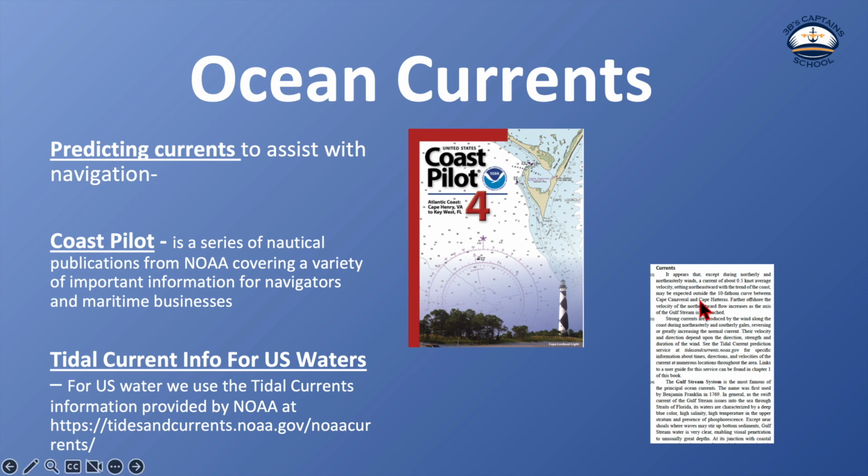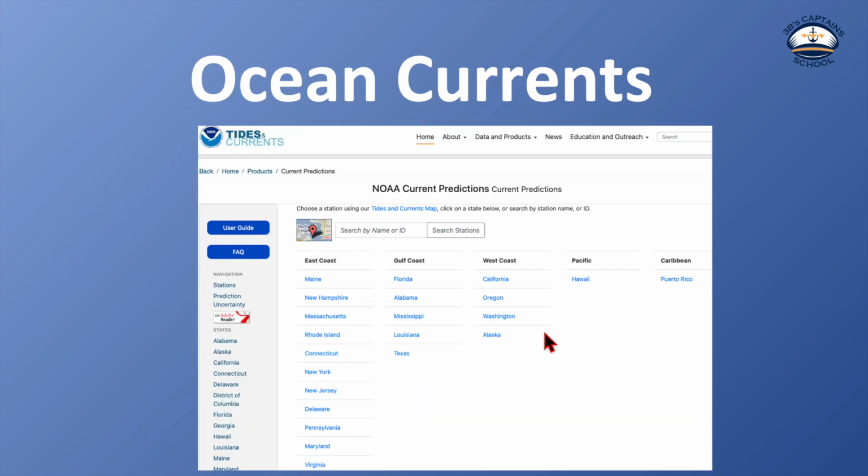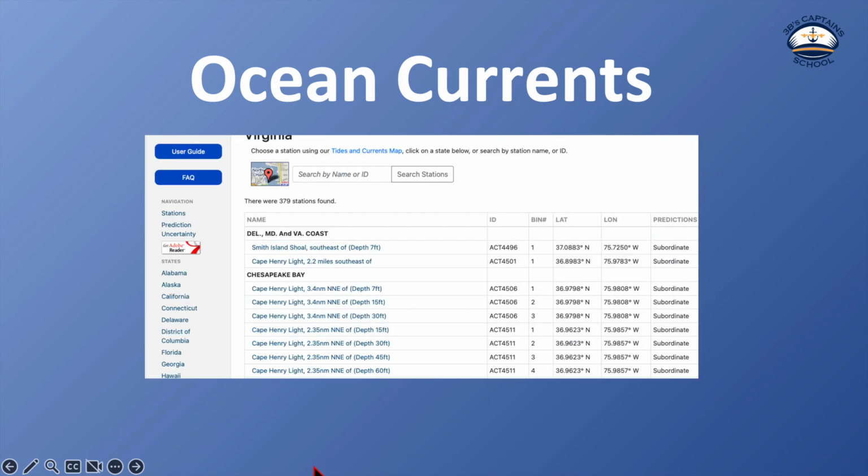The next information we're going to look for, or source, is the tidal current info for U.S. waters. The best way to do this is to visit NOAA's website, tidesandcurrents.noaa.gov/noaacurrents/. When you visit that web page, the first page you come to looks like this, and it has these different states on there. So for this example, we're going to select Virginia. So we just go down here, if you can see my cursor there, and select Virginia.